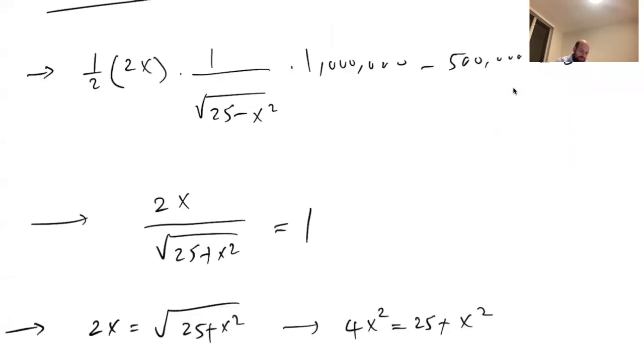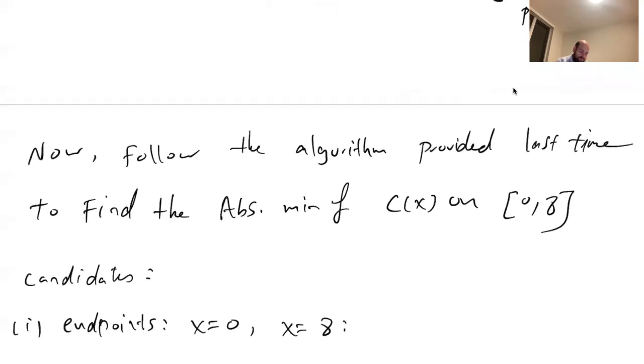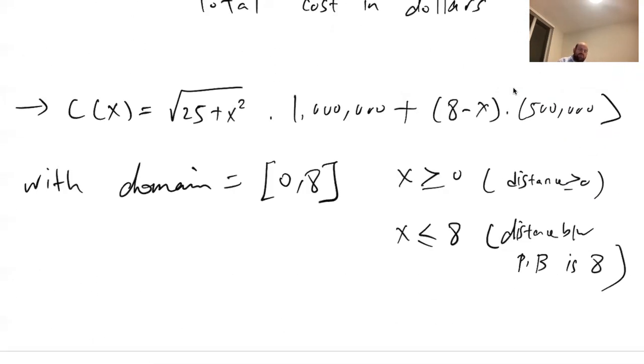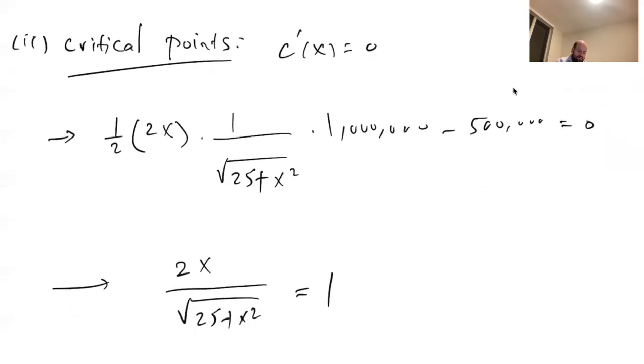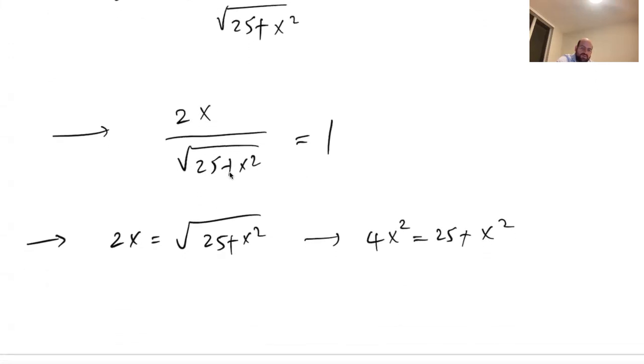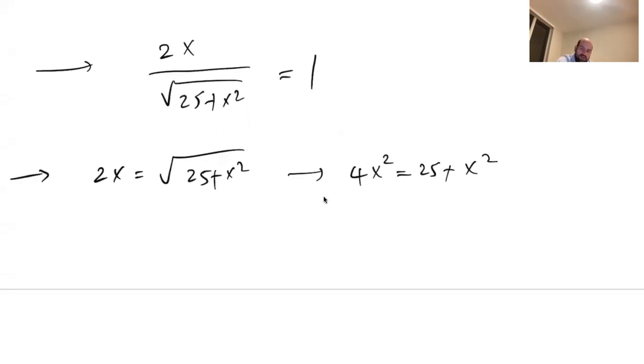Let's see, the original function was root 25 plus x squared. So for u to the power 1/2, the derivative is 1/2 u prime times u to the power minus 1/2. So that will be 1 over root u, which will be 1 over root 25 plus x squared. Squaring, 2x raised to power 2 gives us 4x squared equals 25 plus x squared. And that gives 3x squared equals 25. X squared equals 25 over 3.